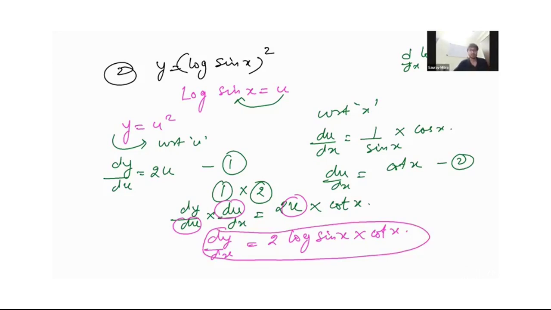So we have discussed the chain rule first, then log functions, and in log functions we have used the concept of the chain rule.